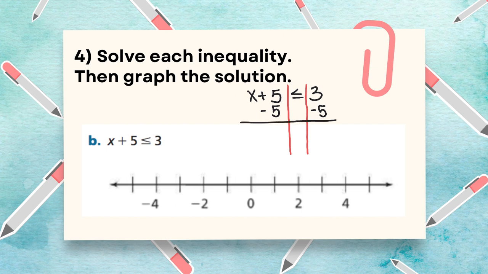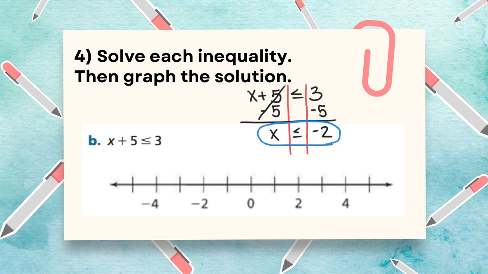What do we have on the left side of the inequality now? Just the x, because the plus 5 and the minus 5 zero out. They cancel out. You have x. I'm going to bring down my inequality symbol. 3 minus 5 is? All right. So this is my solution. How do I read the solution? X is less than or equal to negative 2.